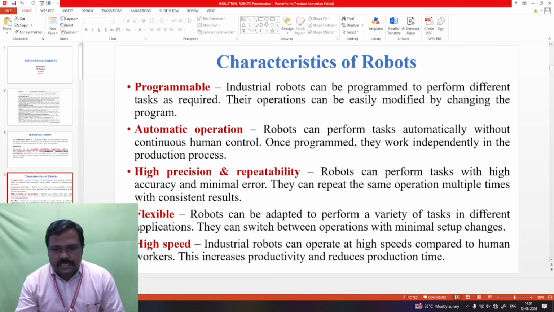Next one, high precision and repeatability. Robots can perform tasks with high accuracy and minimal error. They can repeat the same operation multiple times with consistent results. Next, the robot is flexible. Robots can be adapted to perform a variety of tasks in different applications. They can switch between operations with minimal setup changes. Then high speed. Industrial robots can operate at high speed compared to human workers. This increases productivity and reduces production time.